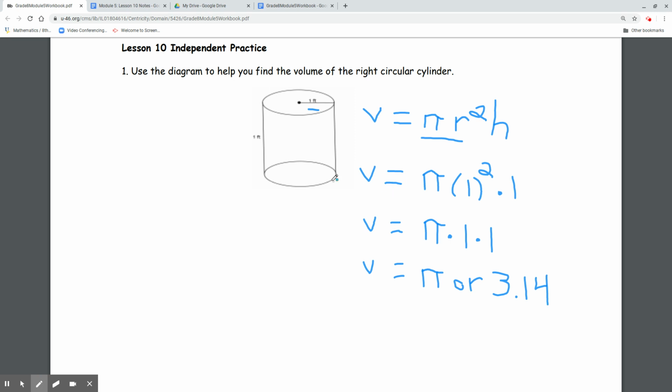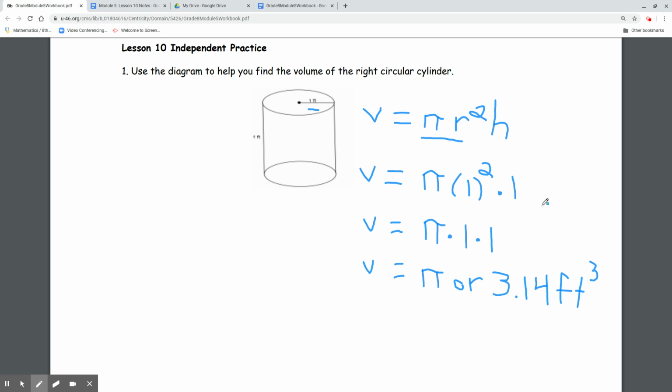Now let's check and see what our unit is here. So this is a three-dimensional object. So I'm going to have my unit cubed, but it's feet, so it's going to be feet cubed. And there we are. So our answer for this one is pi, or 3.14 feet cubed.